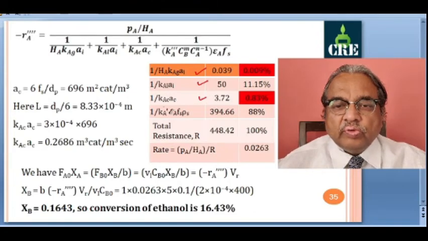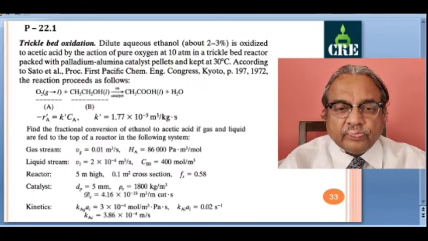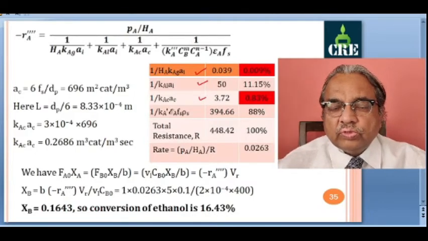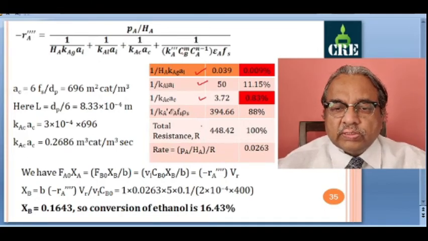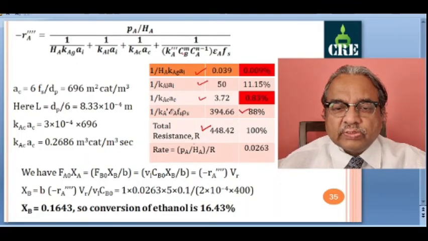1 upon K prime epsilon A Fs into rho S. So K prime into rho S is this K triple prime. That resistance we have found out here, and here you can see the reaction is kCa, Cb raised to 0. So this Cb raised to 0 will not be there. Ca means Ca raised to 1, 1 minus 1 is 0, so these terms will not be there. So the total resistance is 48.42. Here you can see the major resistance is because of the chemical reaction at the catalyst surface.